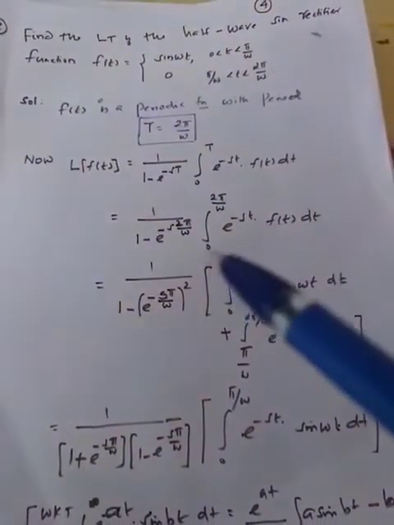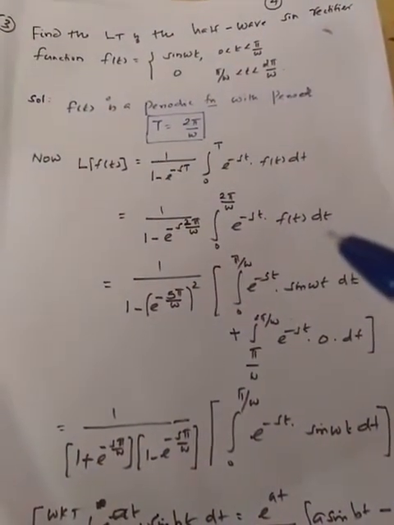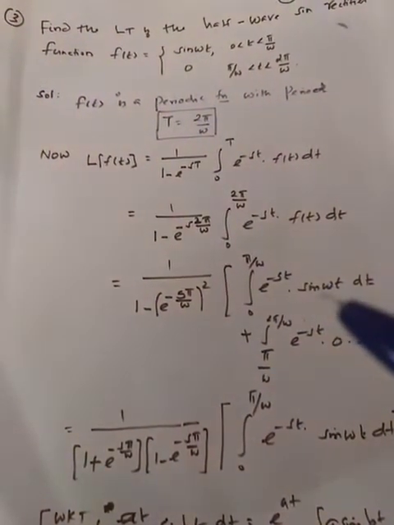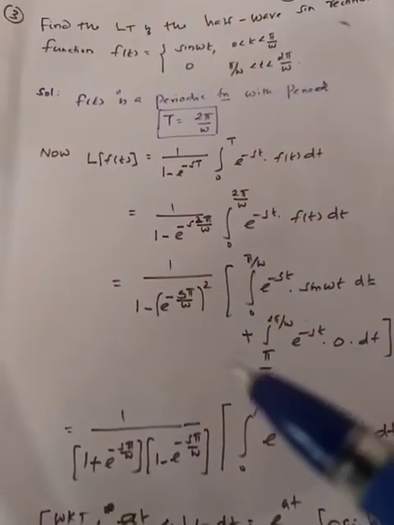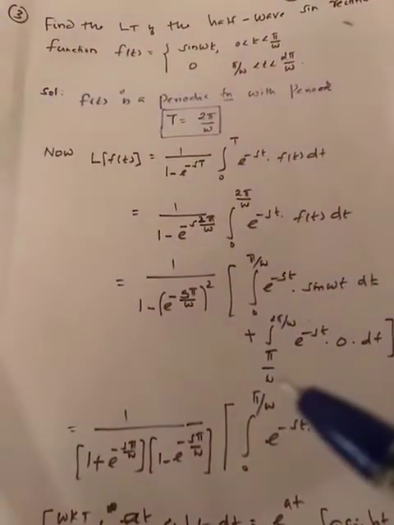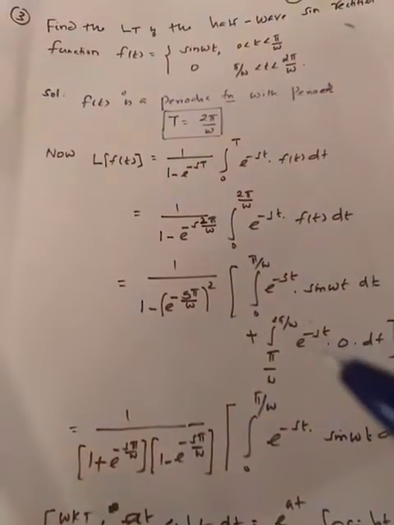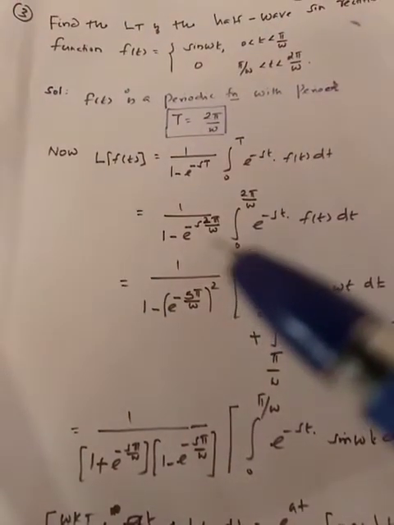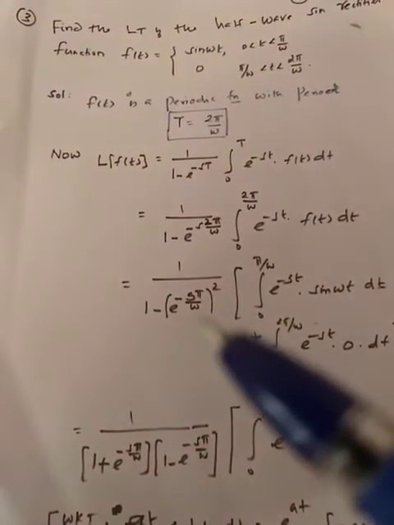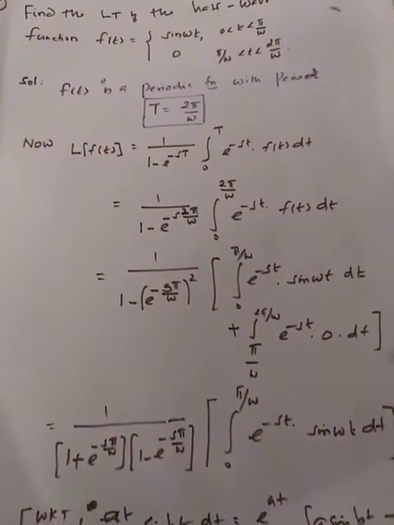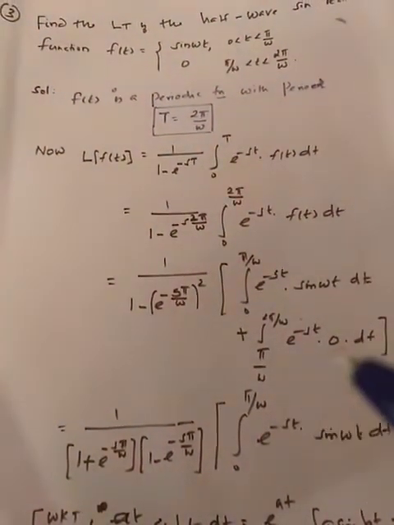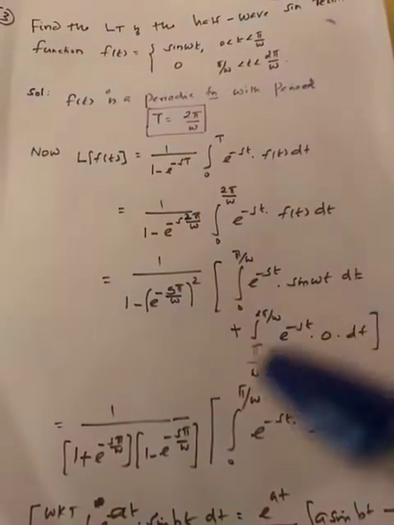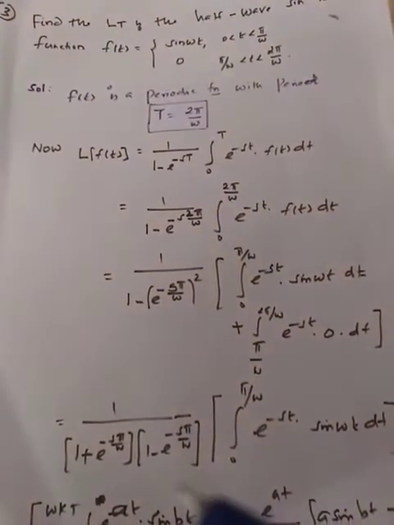Then split the integrand. How to split? 0 to pi by omega, e power minus st, first function is sin(omega t) dt, plus second limit pi by omega to 2 pi by omega, second function is 0. And here this can be written as e power minus s pi by omega, the whole square. The second integrand vanishes because the function is 0. Only we have to integrate the first integrand, and here a square minus b square, expand this.